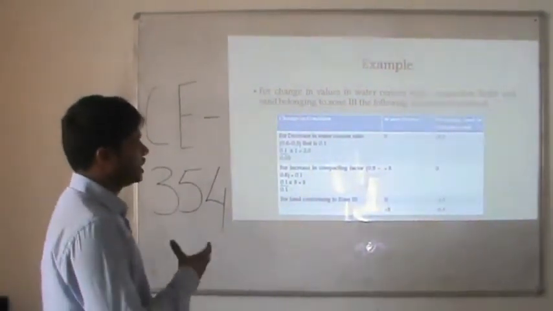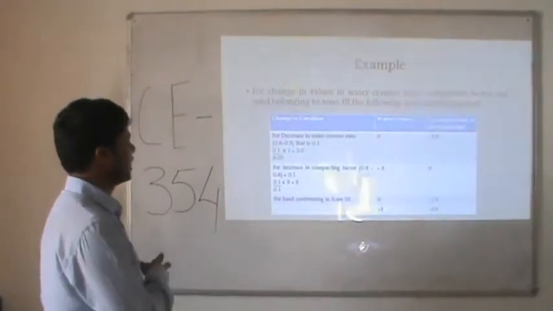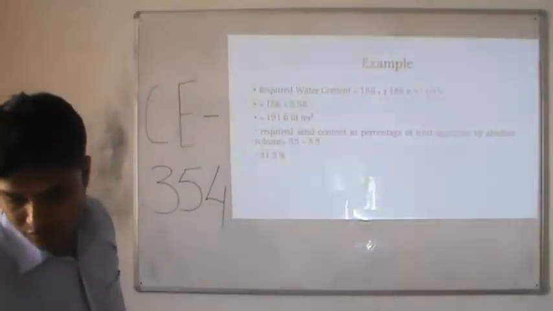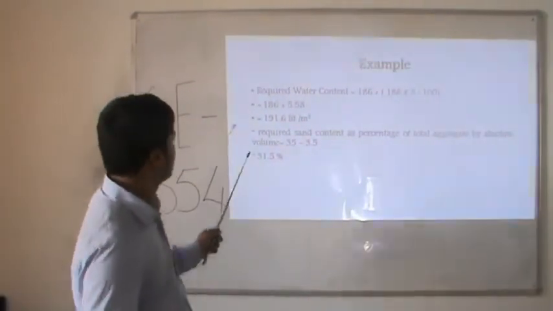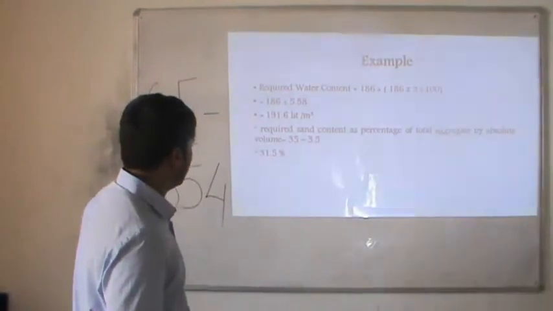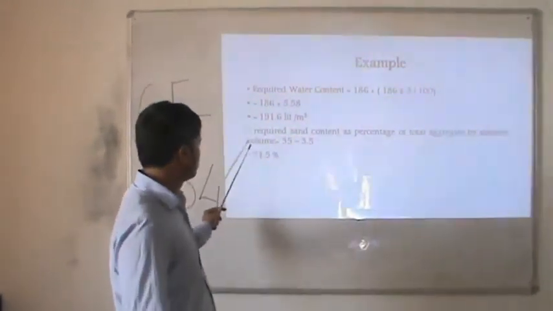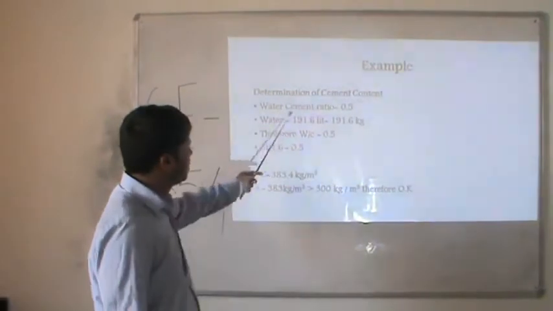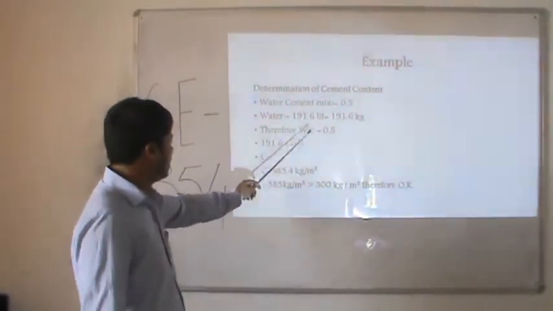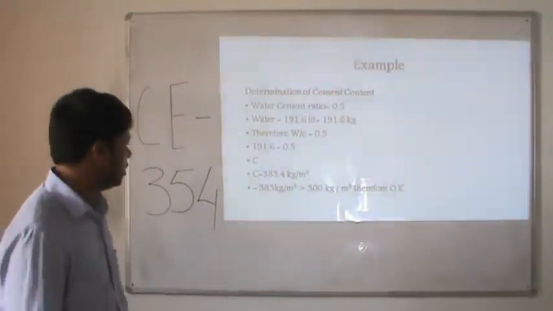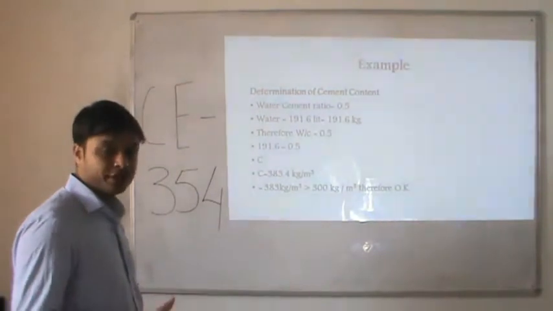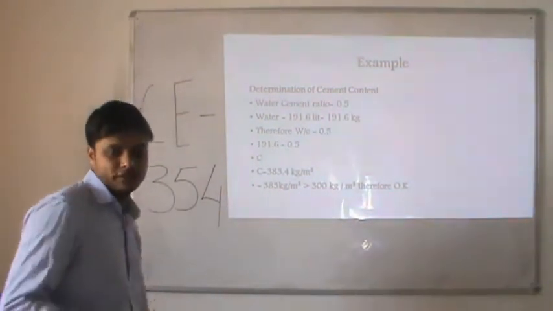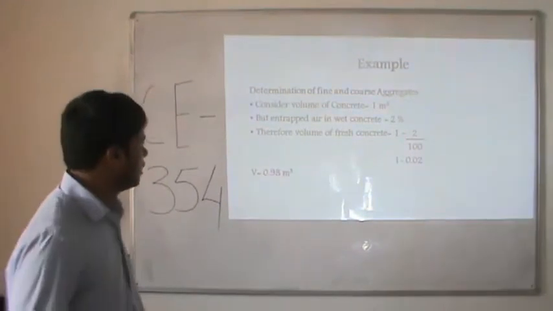If you want to change the values, that is water cement ratio, compaction factor and sand belonging to zone 3, the following adjustment is required. So we have to adjust the values, and the required water content after adjustment will be 191.6 kg per m³, and the required sand content as a percentage of the total absolute volume will be 51.5%. Now, determination of cement content: water cement ratio 0.5, water is 191.6, we will get the value of cement as 383 kg per meter cube, which is greater than 300 kg per meter cube, the minimum requirement of cement. So 383 is greater than 300 kg, and we are going in the correct direction.